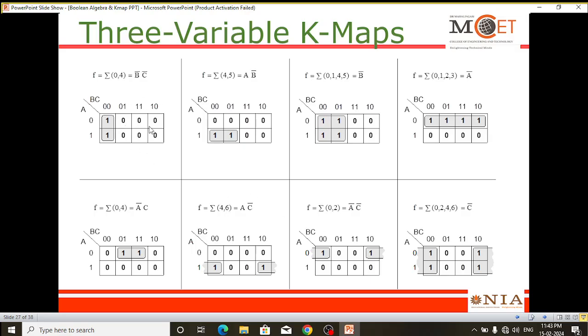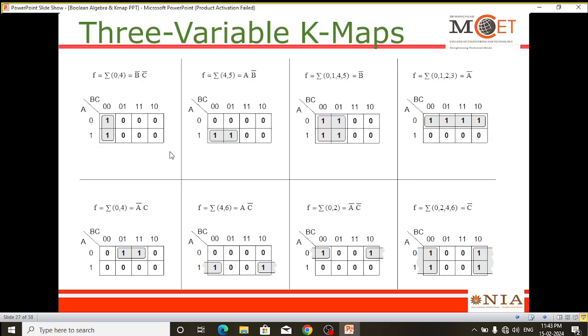So here, in the case of Boolean functions, if f is equal to sigma summation of 0, 4, then in the K-map method you simply simplify this, with a b c and cells 0 1 0 0 0 1 1 0 1 1, following some rules of the K-map method. After simplification, the function f is equal to b bar dot c bar.